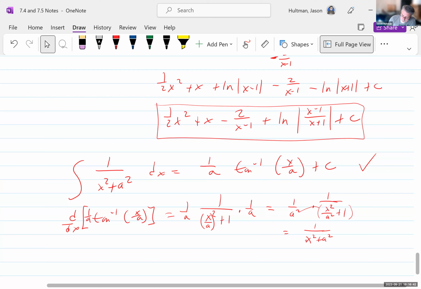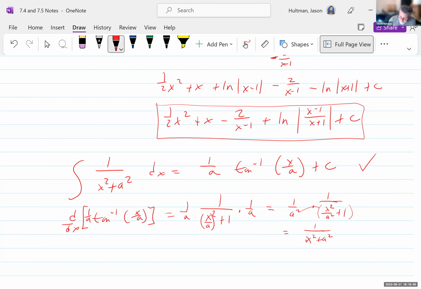We could also do it backwards using a u sub, but I would have to divide by a squared first. But you get the idea. This works, and this should be on your formula sheet. It might say u instead of a, I don't know. Different formula sheets use different variables. But this is going to help us in our next problem.